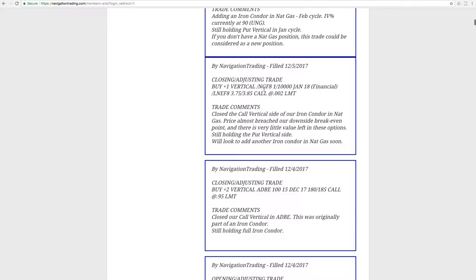Closing adjusting trade in Nat Gas. So we closed our call vertical side because we almost breached our downside break even, but there's very little value left in those options. So this was a case kind of the opposite of XRT where price hadn't even quite breached. However, there's very little value left in those options. And so that's why we closed it out in Nat Gas.